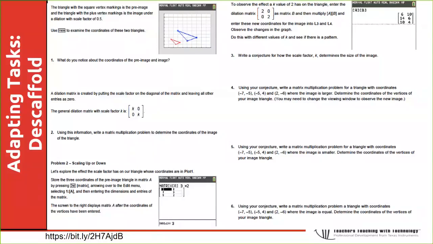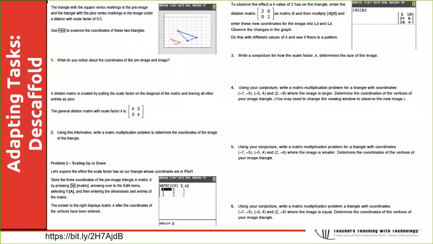One thing to think about is keeping the objective of this activity in mind, which is to explore the effect of the scale factor on the size relationship between the pre-image and image of a polygon. I think the example used here is a triangle. But we want students to understand the impact of using that scale factor between the pre-image and image. So that's what we're going for here.